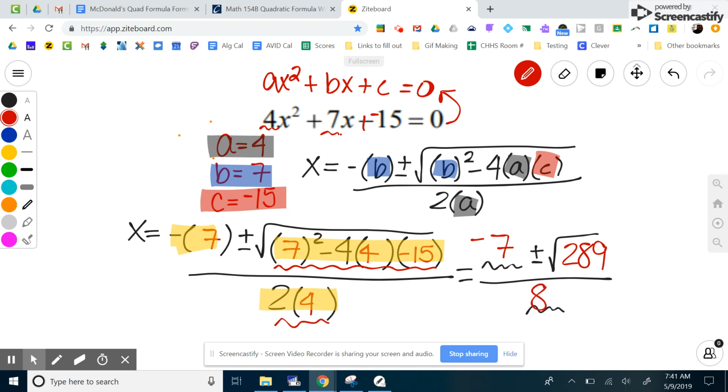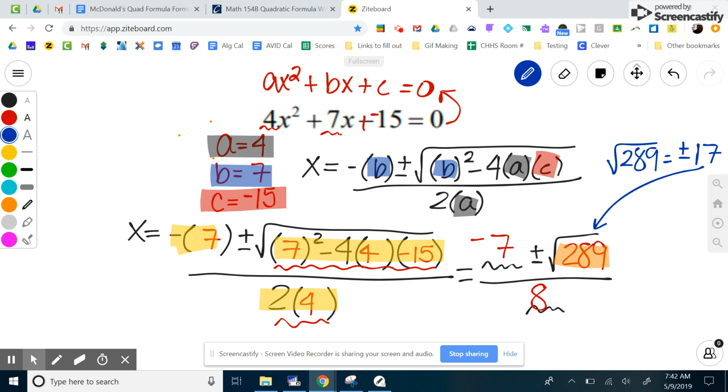Now the next thing I've got to do is simplify my square root. Now I've got to look at my list of perfect squares. If you don't have that out, please take it out because it's going to be helpful. Okay, so I'm going to look at where 289 falls on my list. And it actually is a perfect square. It's on my list. The square root of 289 is plus or minus 17. So I'm going to sub that in.